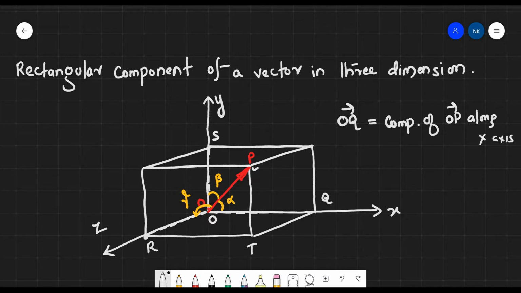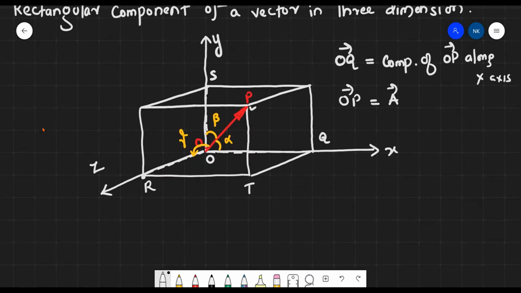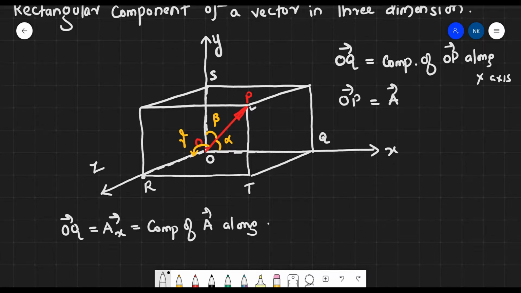ठीक है, now मैं OP वेक्टर को नाम दे रहा हूं A वेक्टर. OP वेक्टर को क्या नाम दे दिया? A वेक्टर नाम दे दिया. ठीक है, अब आप देखिए जो स्टेटमेंट मैंने ऊपर लिखा हुआ है उसको रिपीट कर रहा हूं इधर. OQ vector I'm going to name it as AX vector, that is component of A vector along x-axis.